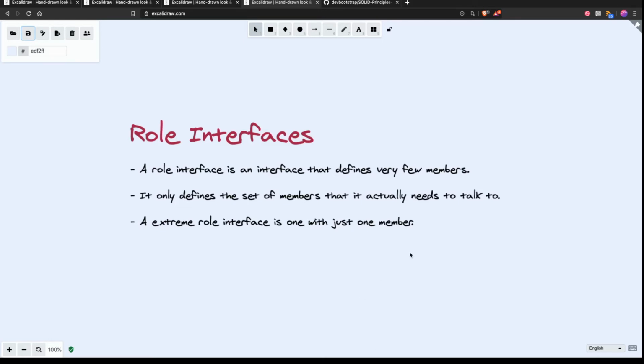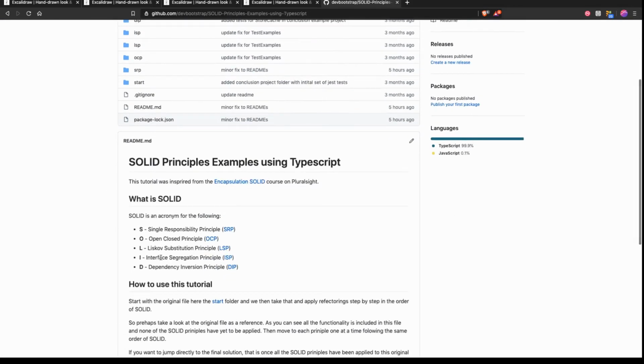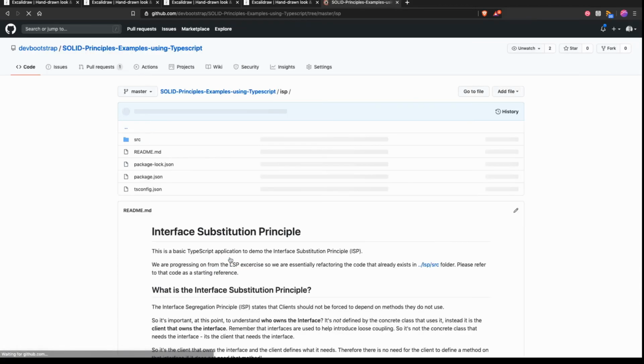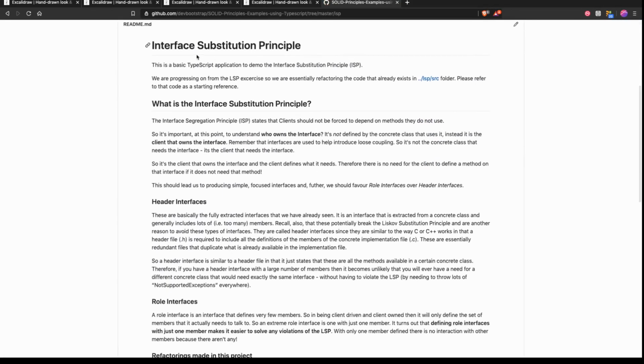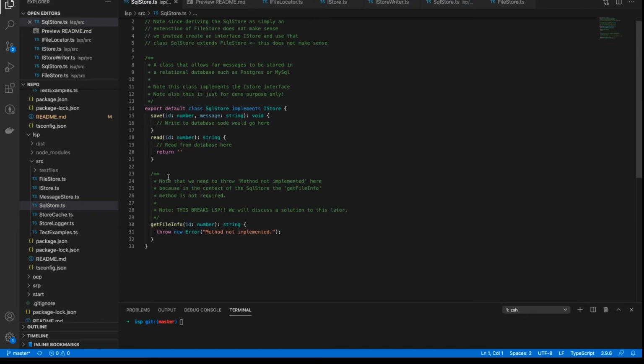So let's take a look at our project again. And by the way, this is all inside this repository here under Dev Bootstrap. And in particular, we're covering this principle here, so you just go ahead and click onto here, and you'll get a full README file that covers the interface segregation principle. So if you recall from the previous video where we covered the Liskov substitution principle, we found that we ended up violating that principle, right?